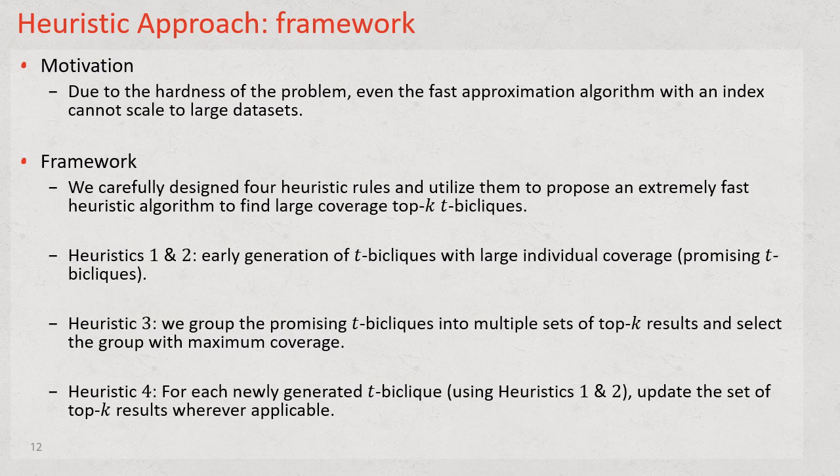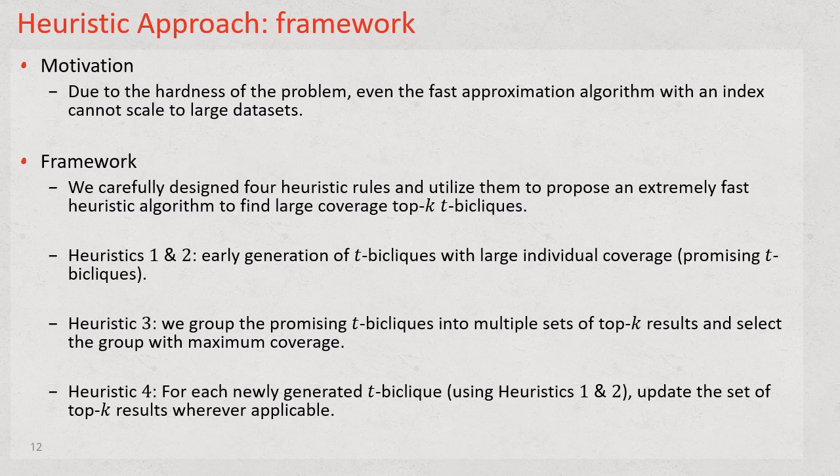The framework of the heuristic approach is based on 4 carefully designed heuristic rules, which are as follows. We propose heuristics 1 and 2 to firstly ensure the generation of promising t-Bicliques, that is, t-Bicliques with larger individual coverage. Next, we propose heuristic 3 to create multiple sets of top k t-Bicliques where each t-Biclique is generated using heuristics 1 and 2, and select the group with maximum coverage.